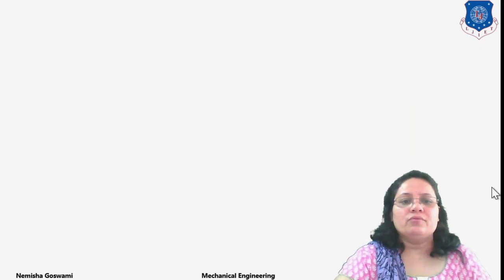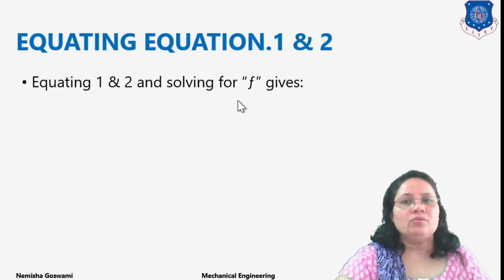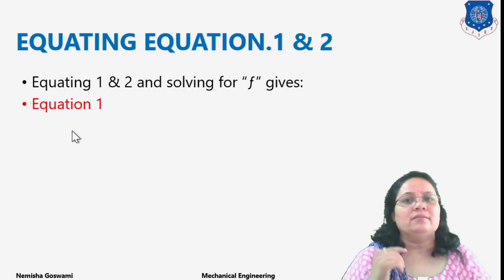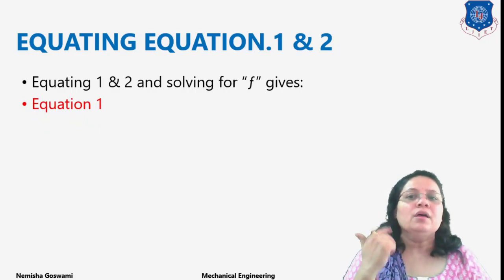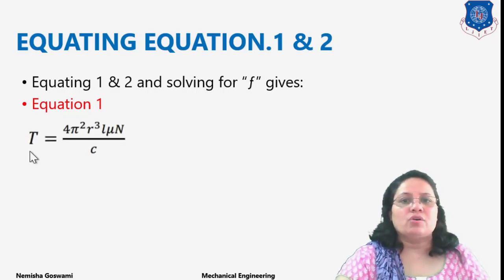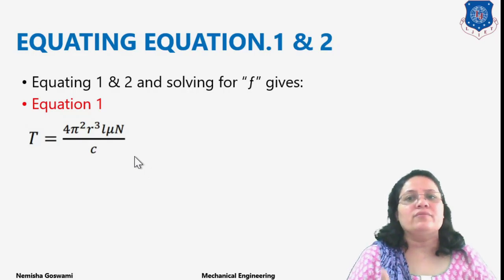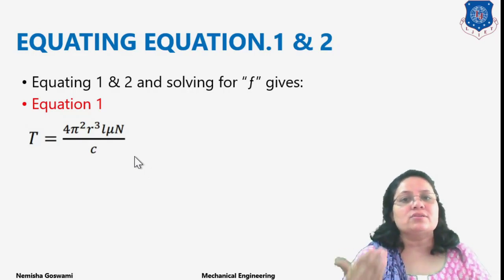So what was equation number 1? Here we are equating equations 1 and 2 to find out coefficient of friction. Equation number 1 is the torque obtained due to Newton's law of viscosity, or simply due to viscosity. So torque was equal to 4 pi square R cube L mu N divided by C. That is the value of torque obtained due to viscosity of fluid.